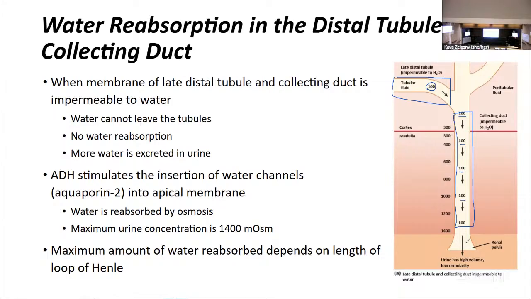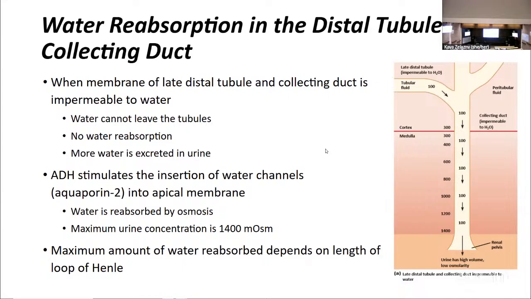Because water can't move, when we don't have more water being reabsorbed here, you're going to end up with urine that's pretty dilute and pretty high volume. You've got lots of water left in this filtrate as it becomes urine. Now, when we have our hormone ADH present, we stimulate the insertion of water channels onto that apical membrane.